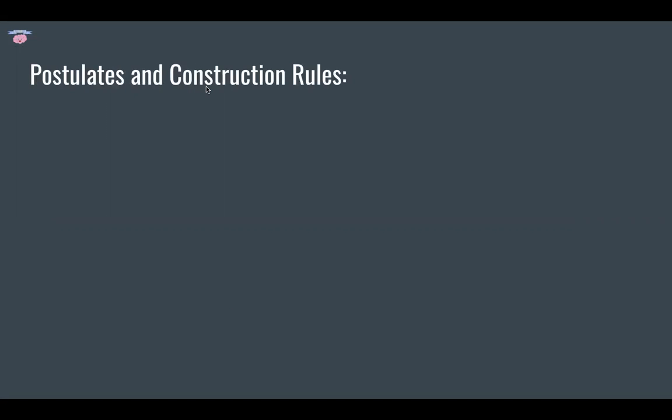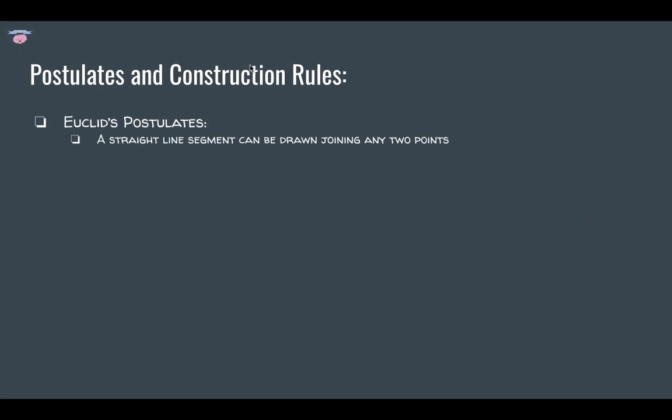Now that we've covered some basic definitions, I'm going to talk about some postulates and rules that we need for geometry. I'm going to borrow some from Euclid because Euclid, a famous mathematician, had laid out the postulates of geometry very clearly. His first one is a straight line segment can be drawn joining any 2 points. So if these are the 2 points, a straight line segment can be drawn between them.